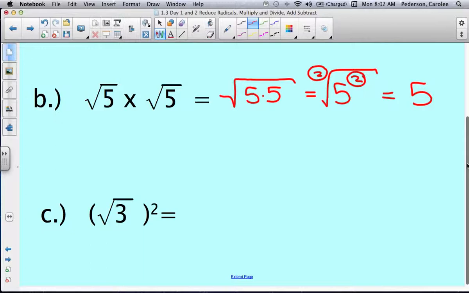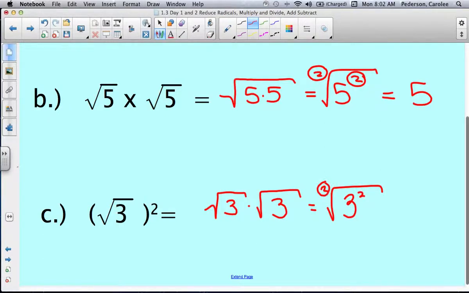Very similar problem here. We have the square root of 3 times the square root of 3. If you look back at example B, that answer was 5. This should be 3. I'm just going to group them back together. 3 squared. Index and power match up. So our answer is 3.